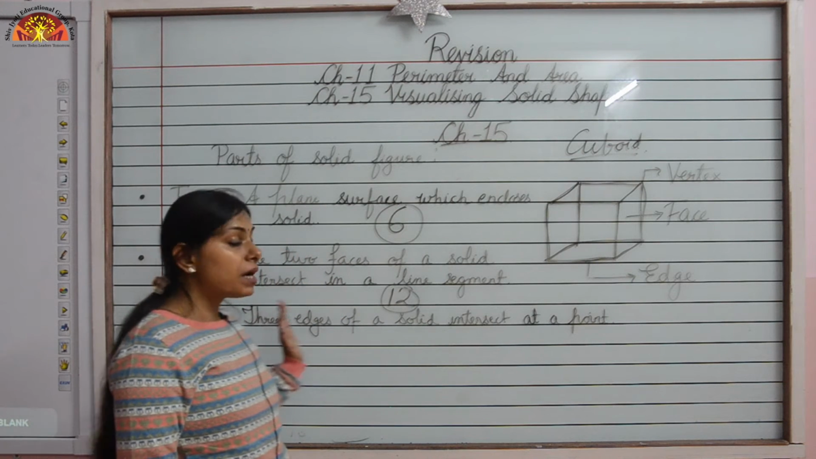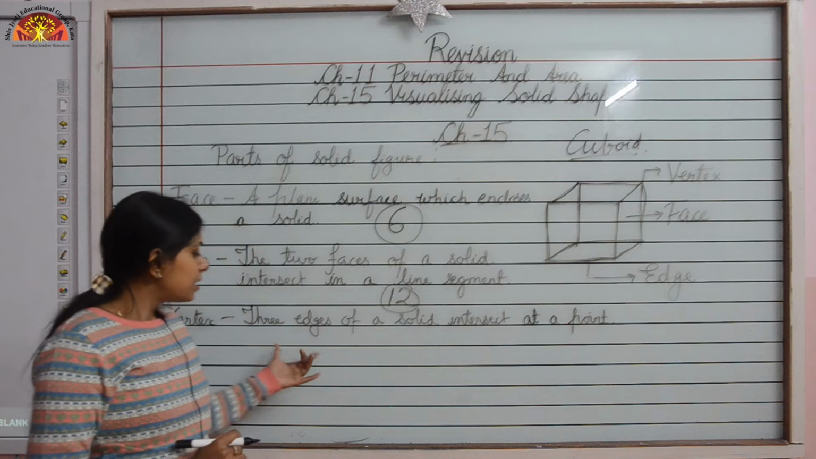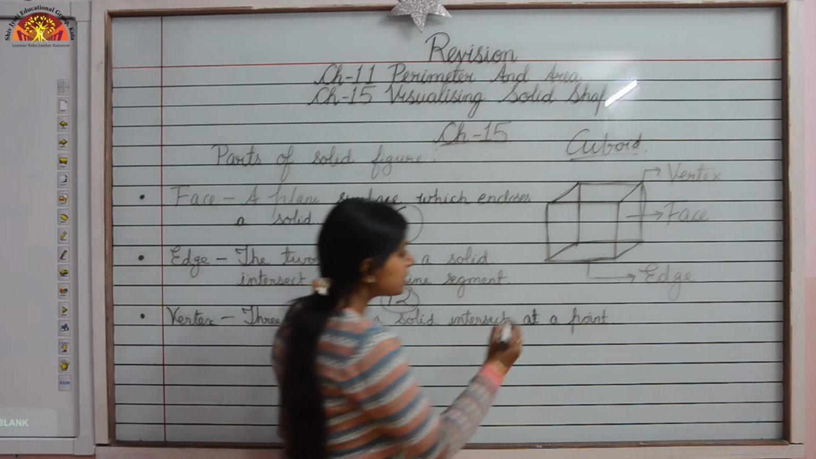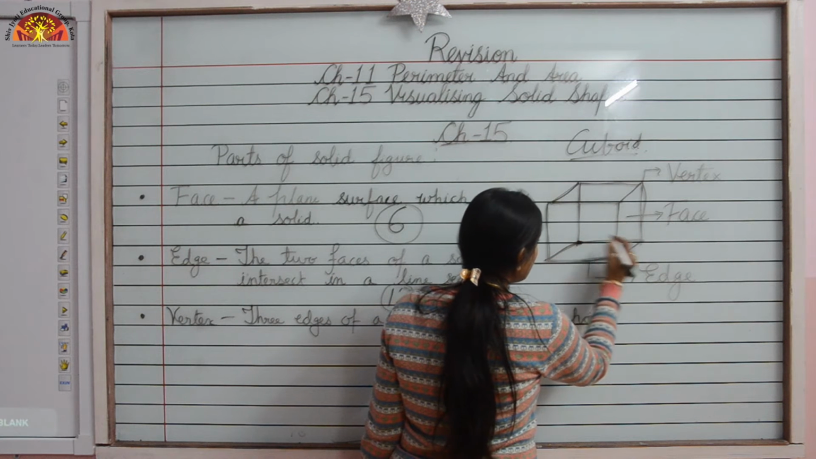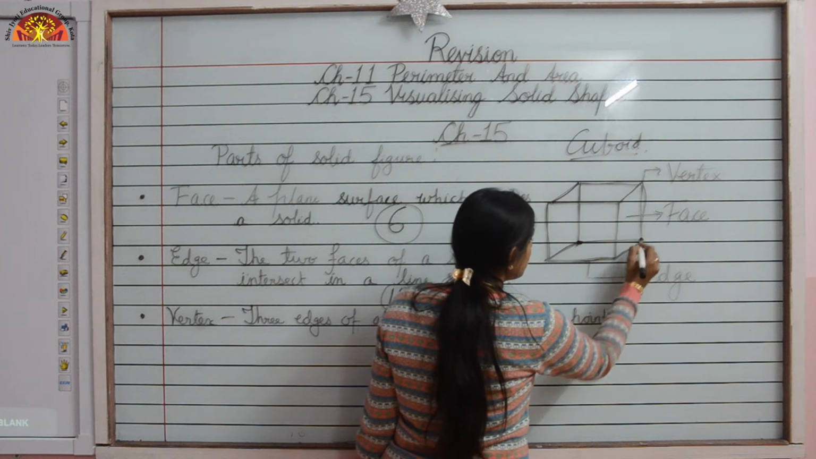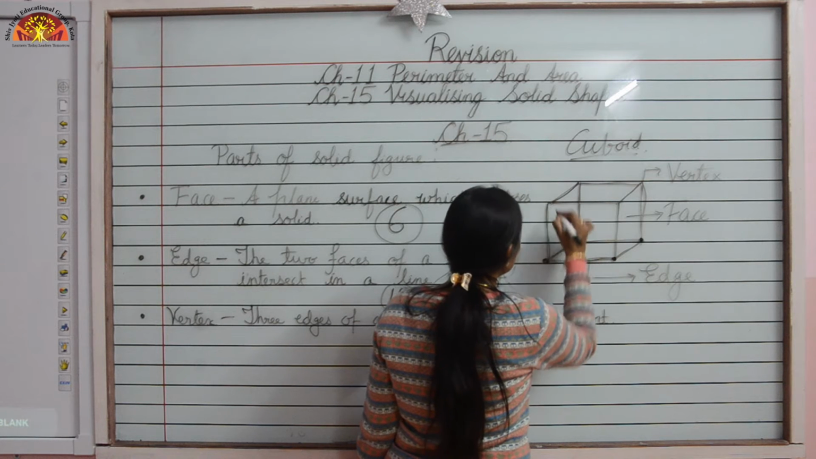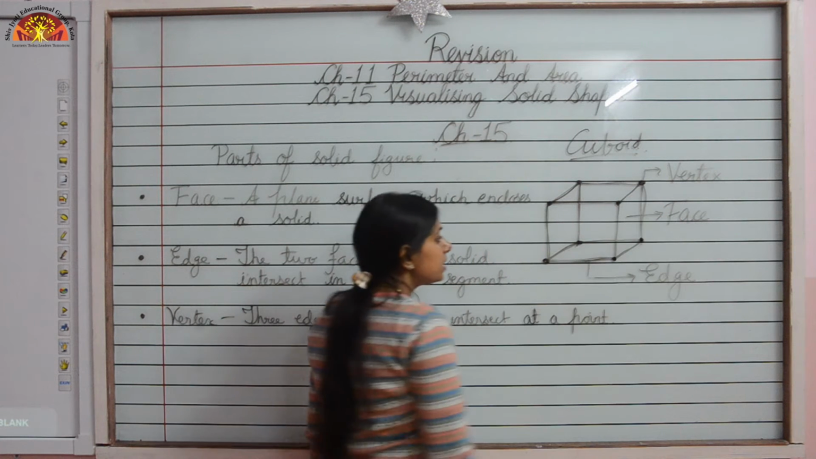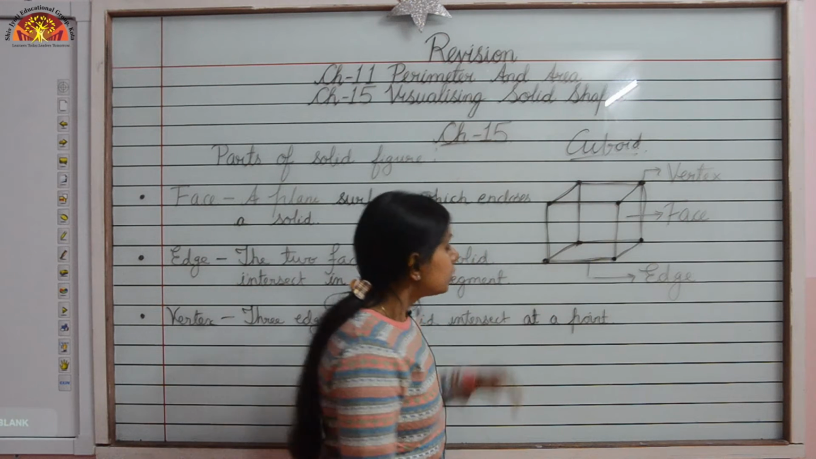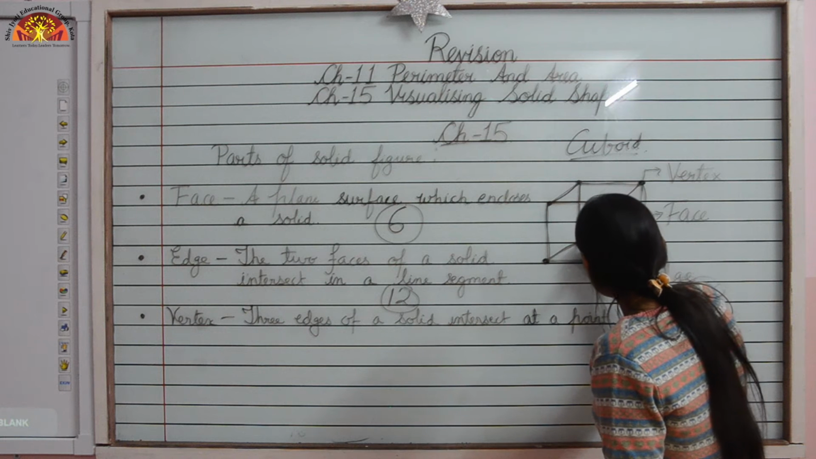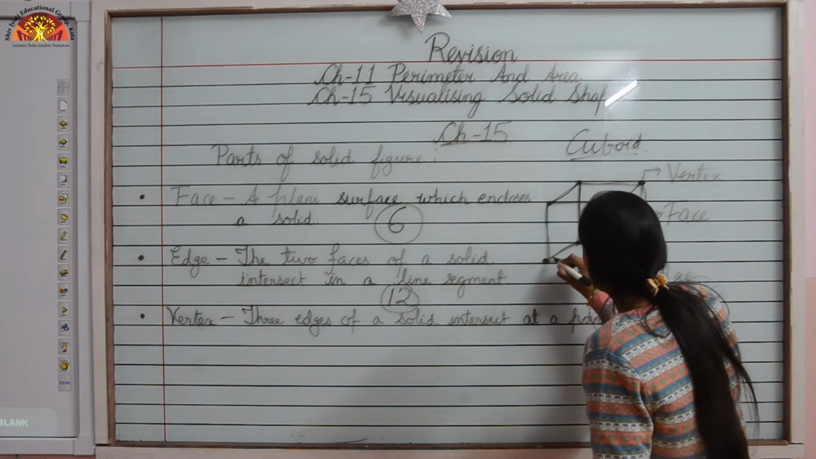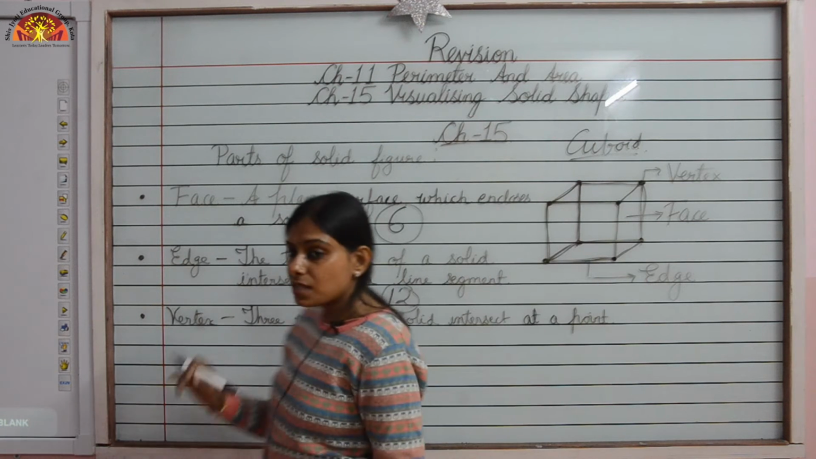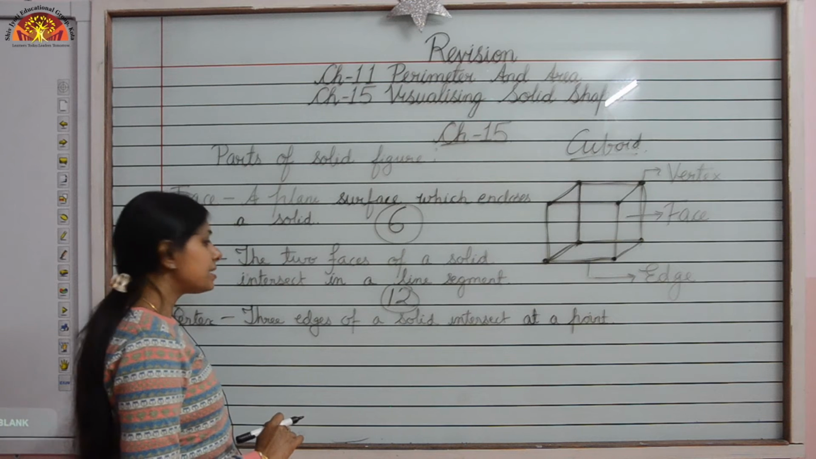Now the next and the last part is the vertex. So what is the vertex? When 3 edges of a solid intersect at a point, you can see there are 8 corner points. These corner points are known as the vertices. 1, 2, 3, 4, 5, 6, 7 and 8. You can see, children, that at each vertex 3 line segments intersect. 1, 2 and 3. Okay, so this is all. We have just talked about the faces, edges and the vertices.